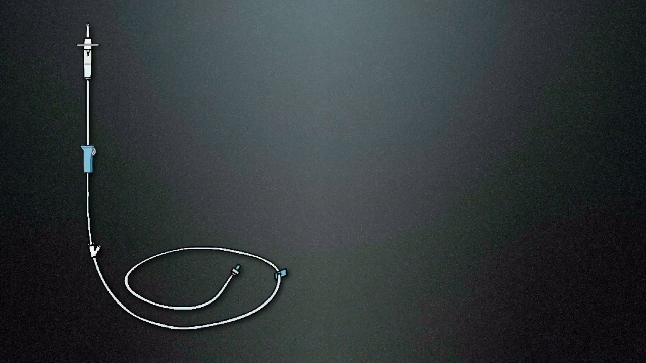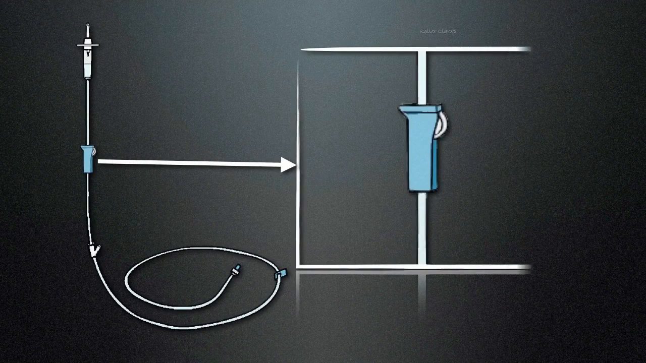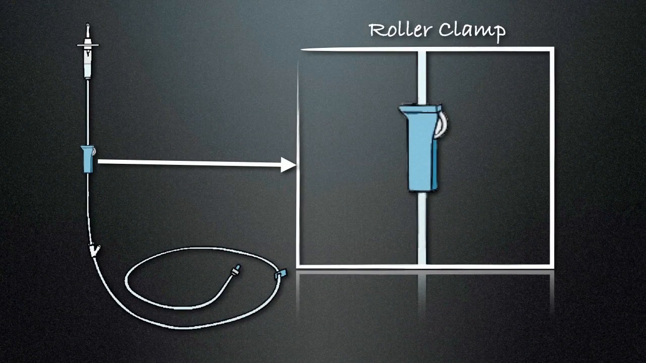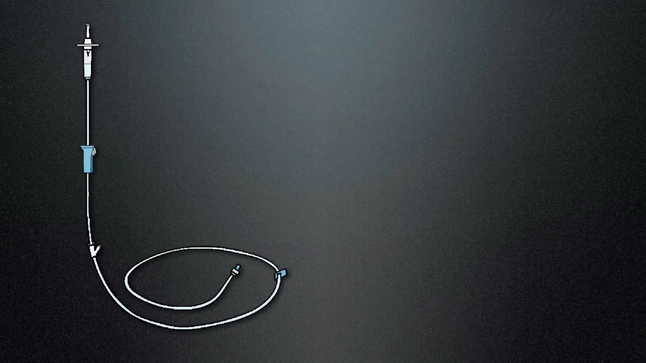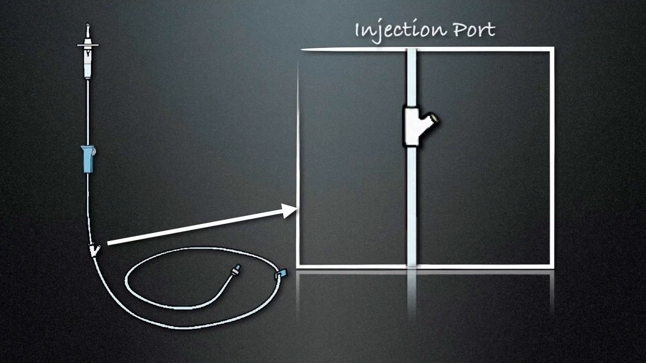Back to our IV tubing. Following the tubing down, we have the roller clamp. This is what is used to adjust the IV fluid drip rate within the drip chamber. Below this is an injection port. Most IV tubing sets have at least one of these, but some do not have any.